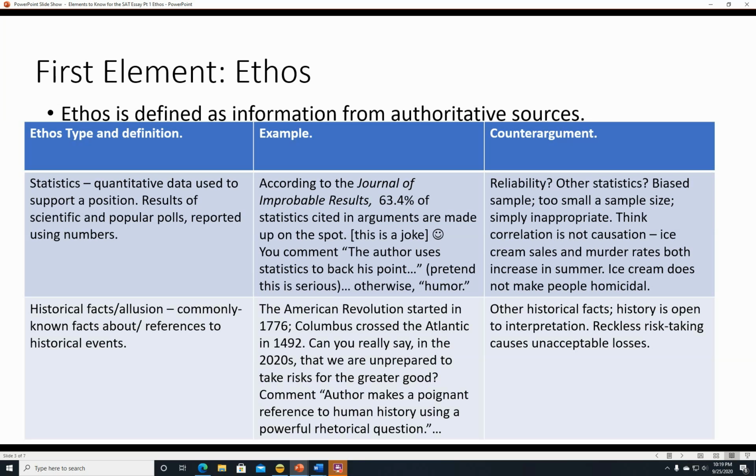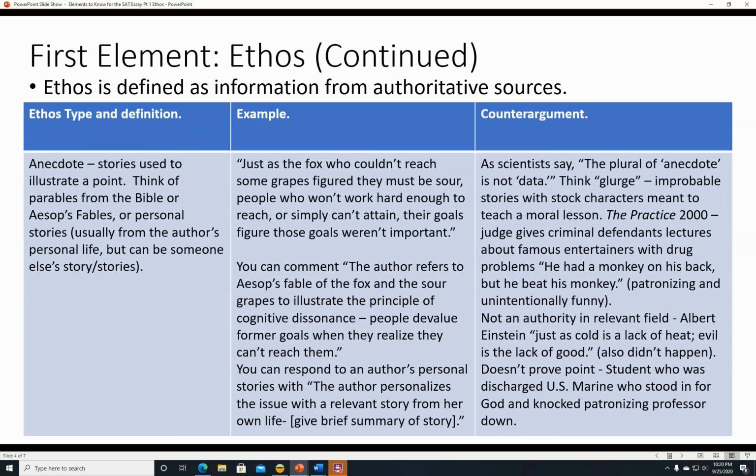So you can always counter-argue with other historical facts. History is open to interpretation. You could say, well, reckless risk-taking causes unacceptable losses, and cite to many, many disastrous battle campaigns and things like that over the years where people didn't plan or just took an inappropriate risk. Okay. Anecdote. Stories used to illustrate a point.